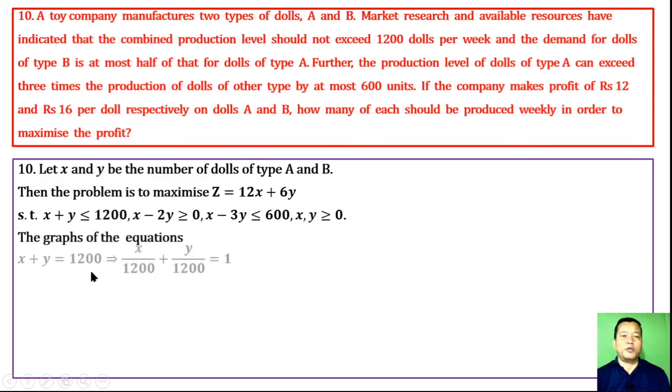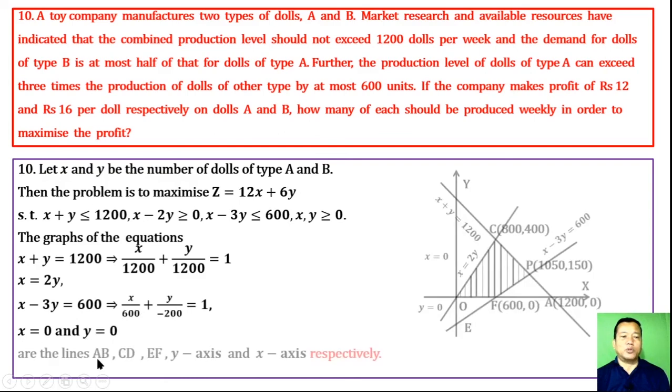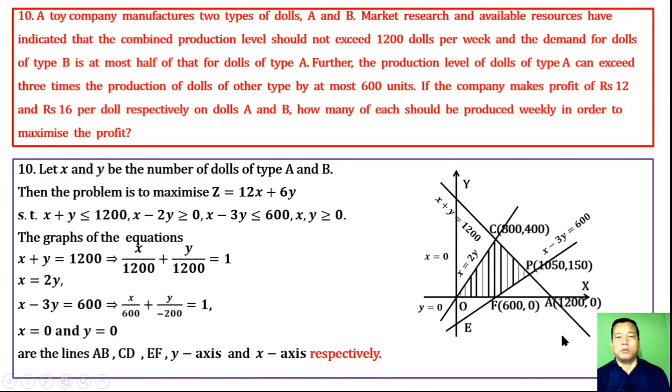The graphs of the equations are drawn. The intercepts are found, for example X equal to 2Y. X equal to 0 and Y equal to 0 are the lines, the Y axis and X axis respectively. The graph is drawn for comparison.